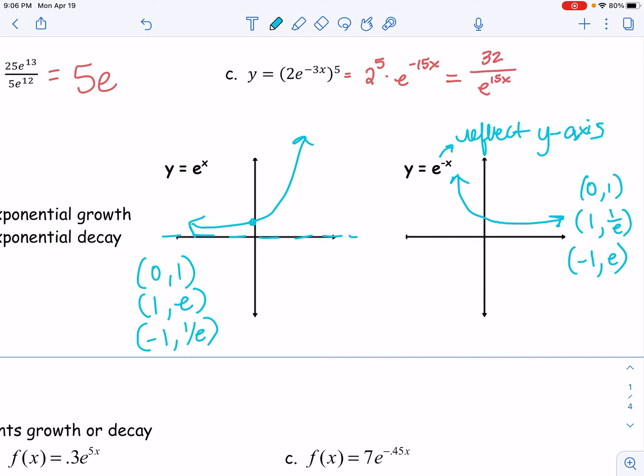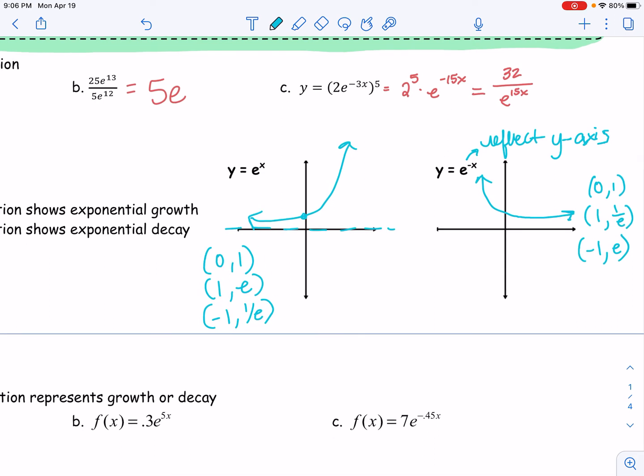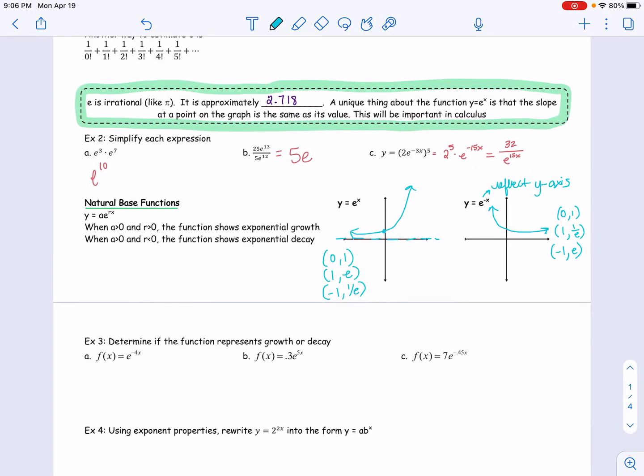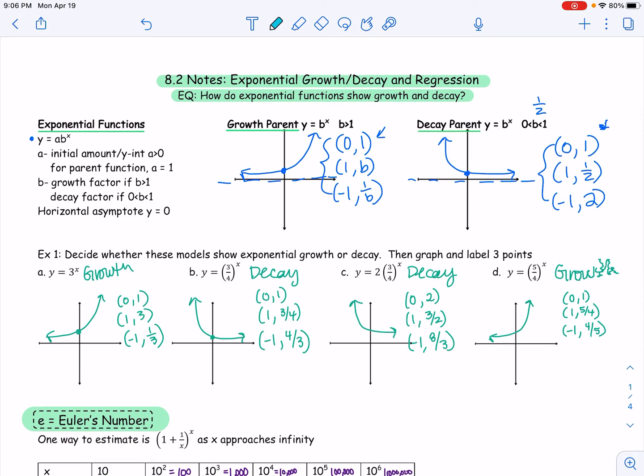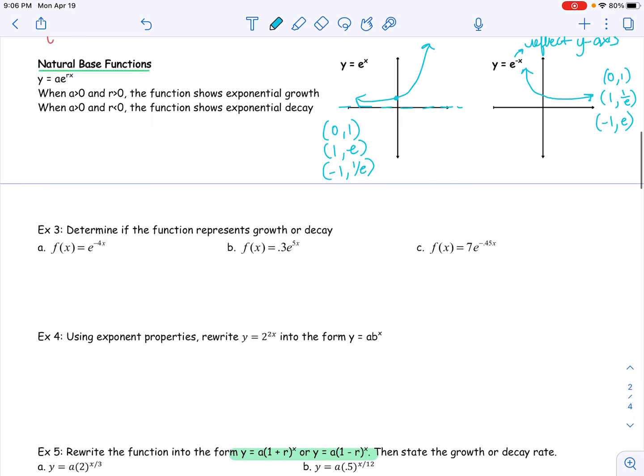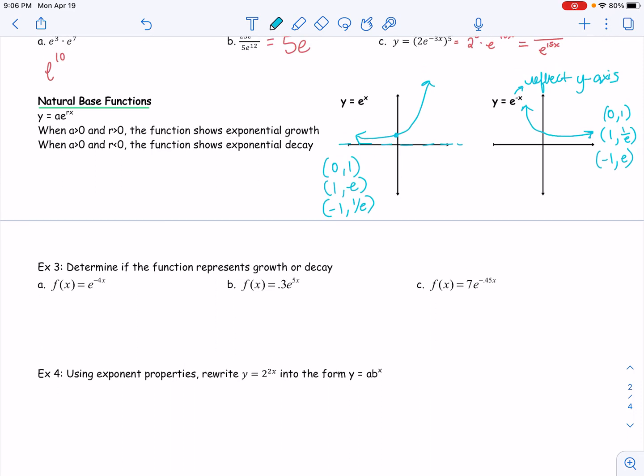So what this means is that when your base is e, you can actually look at the exponent to decide if it's growth or decay. If it's a positive exponent, it'll show growth. And if it's a negative exponent, it'll show decay. So it's a little bit different than what we saw here. This was if the base is bigger than 1, it's going to show growth. And if the base is less than 1 but bigger than 0, it's going to show decay. So just a new way of looking at growth and decay based on what your base is.